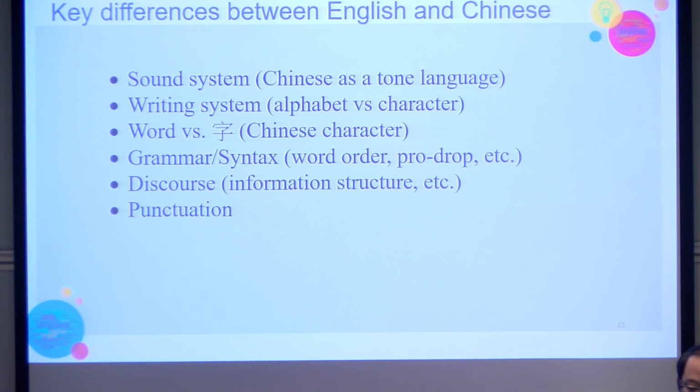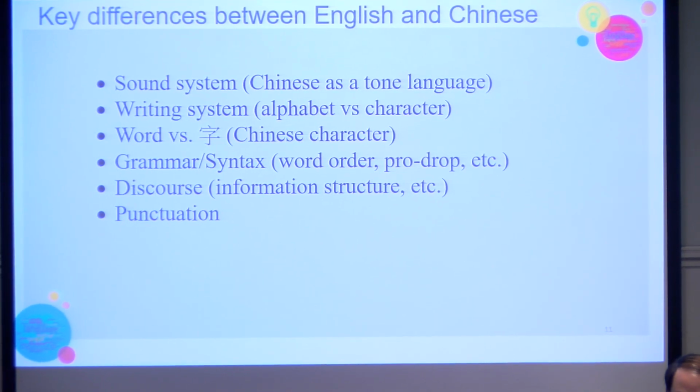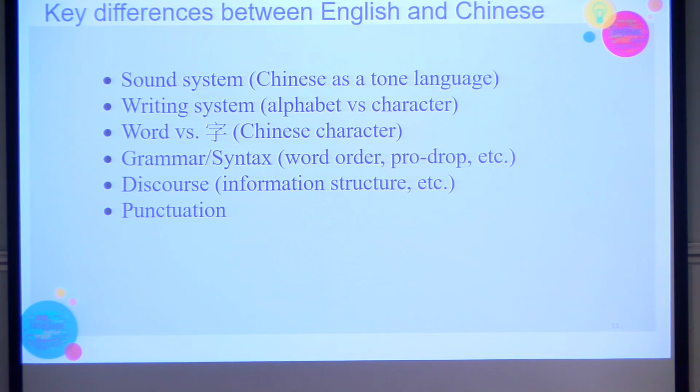Now let's look at the key differences between English and Chinese. We all know English and Chinese are the most remote languages. They're very, very different. Sound system, totally different. Chinese is a tone language. We have ma, ma, ma, ma. It's very hard for foreigners to learn and master. Writing system, totally different. English is alphabetic. Chinese is character-based, ideograms.